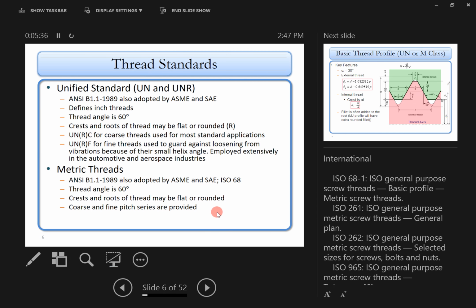There are two different standards basically defining this thread. One is the so-called unified standard, and the other is the metric standard. They have different protocols to define the two different types of profiles. Unified, of course, is in inches, and the metric is, of course, in metric.